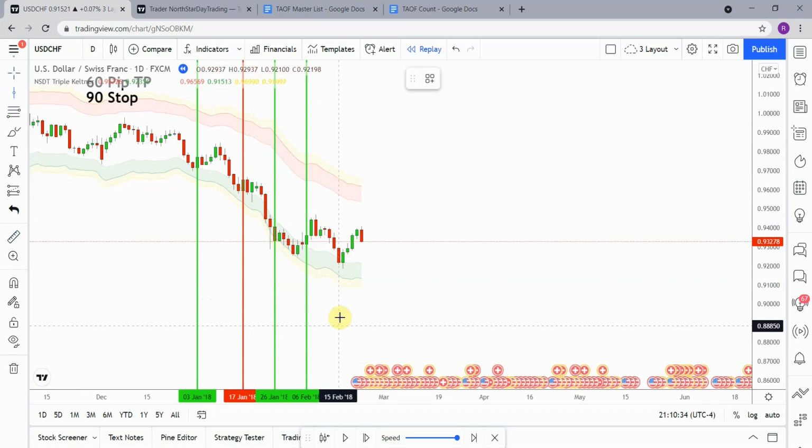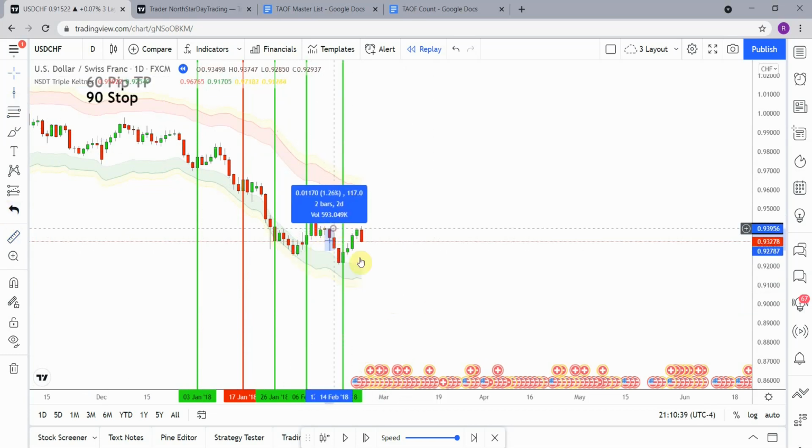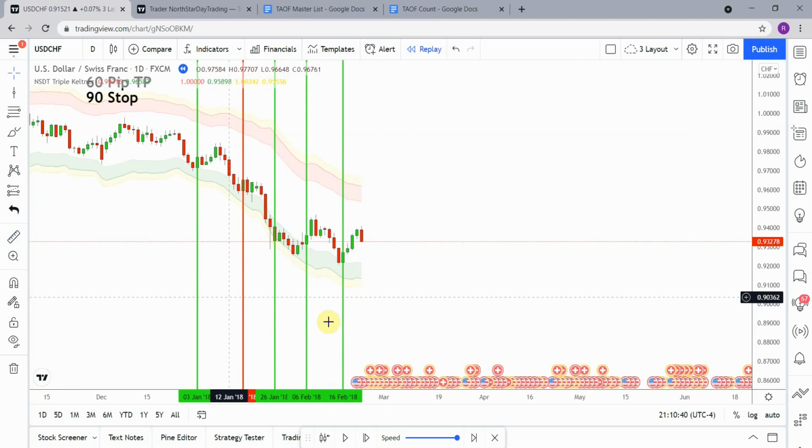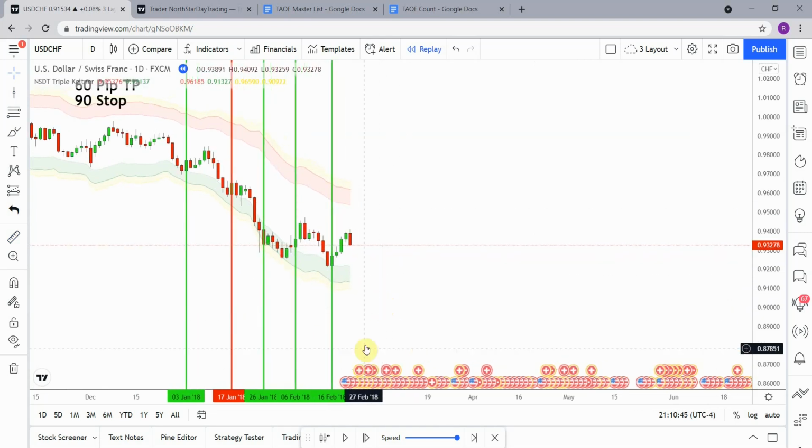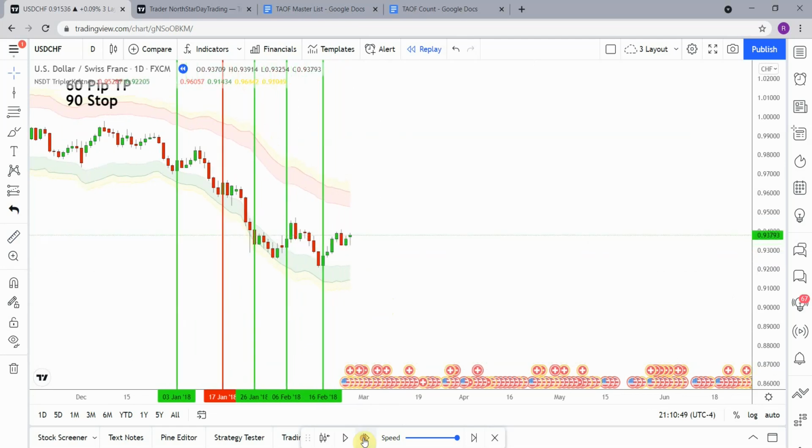Yep. And then we picked up this long right here, which also got us to take profit. Let's go ahead and continue forward.